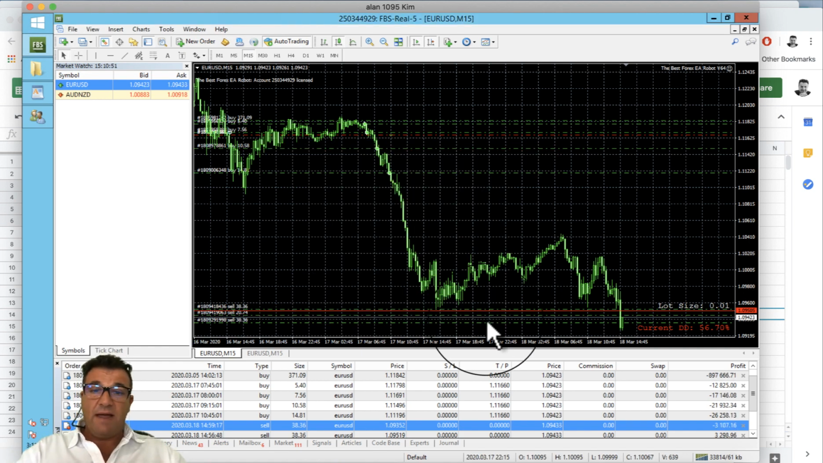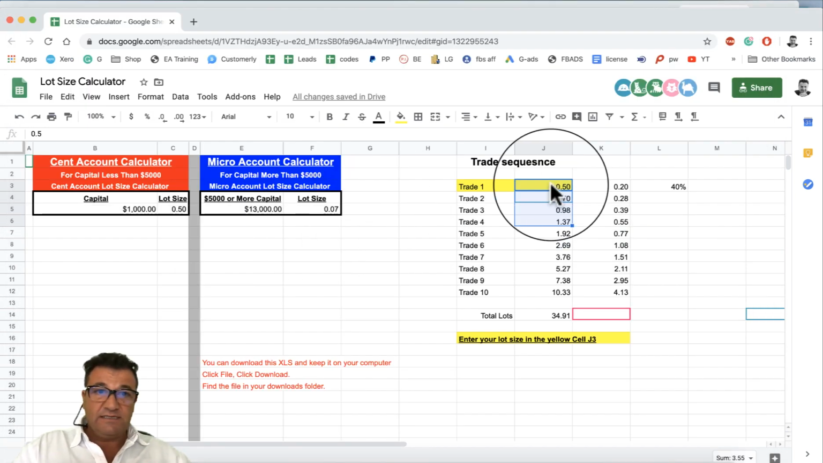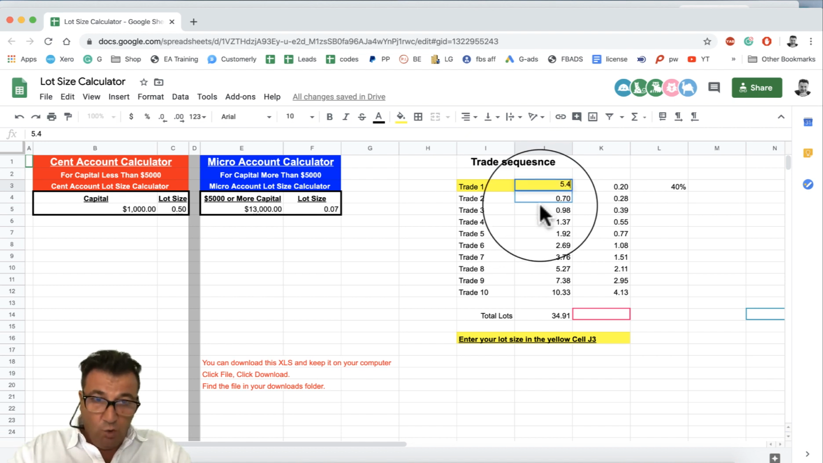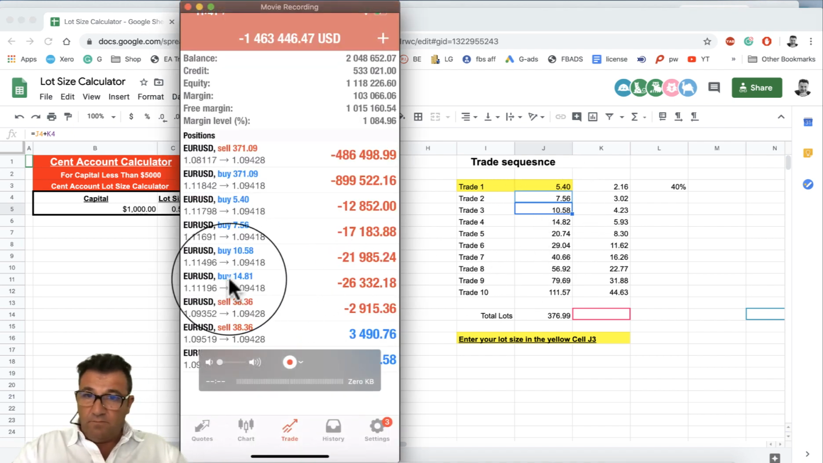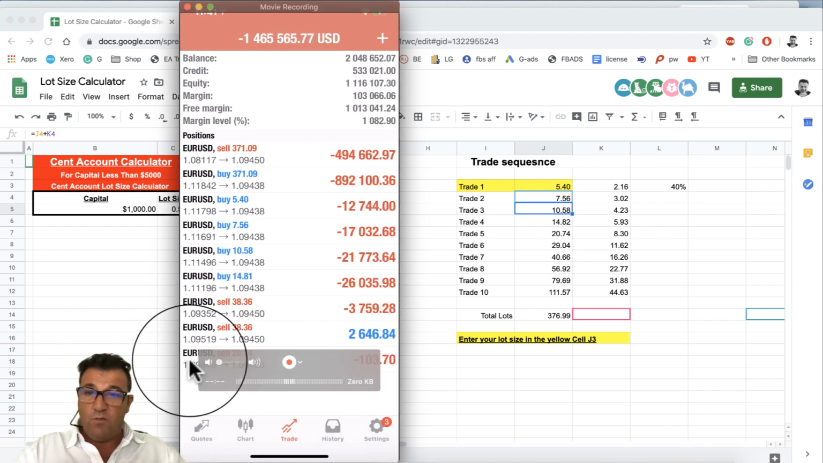Every time a new trade is opened in the buy direction, obviously because the buy EA is on, you're then going to open up a sell trade for the next lot size. So here's the next lot size. Mine was 5.4. You must put in what yours is. Click enter. My next lot size after the 14.81 is 20.74, and I've opened that trade over there.